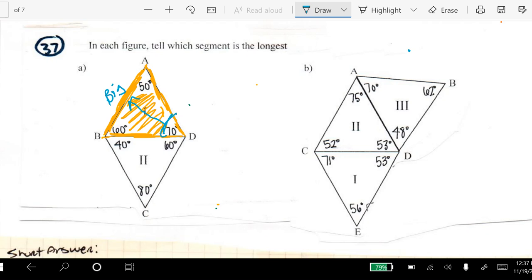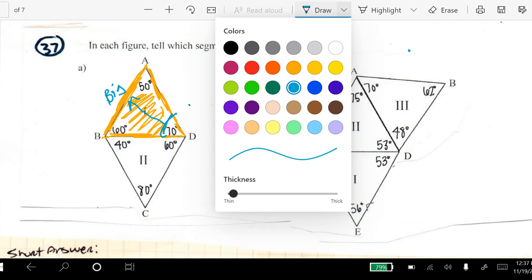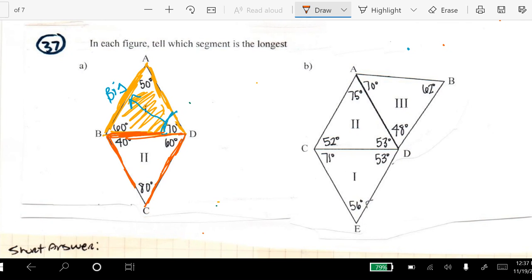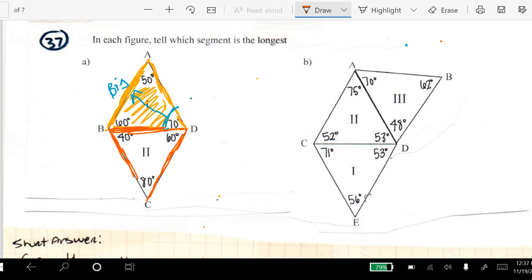Now I'm going to move on to triangle 2. Just to indicate, I'm looking at the orange one now. And for this orange triangle, I'm trying to figure out which one is the biggest. So for the orange triangle, my options are 1, 2, or 3. So I find the biggest angle. The biggest angle is the 80. And opposite the 80 is the 3. So that's going to be my biggest side from the orange triangle.